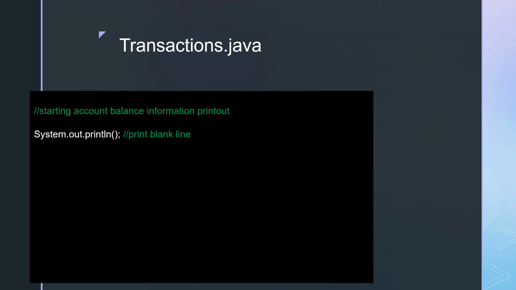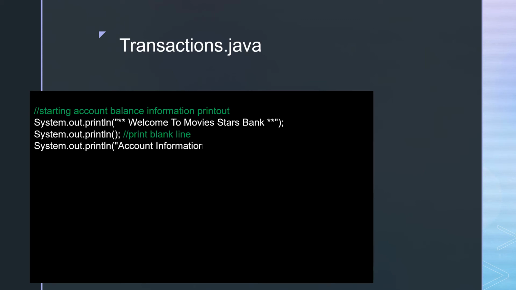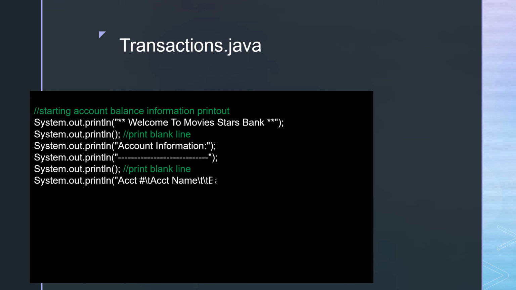So we have here starting account balance information printout. First line is system.out.println, welcome to Movie Stars Bank. Then we print a blank line, and then we'll print account information, and then we'll print a line of dashes, followed by a blank line. Next, we'll print out account number with a tab, account name, 2 tabs, and a balance. Then we'll print out another line of dashes.